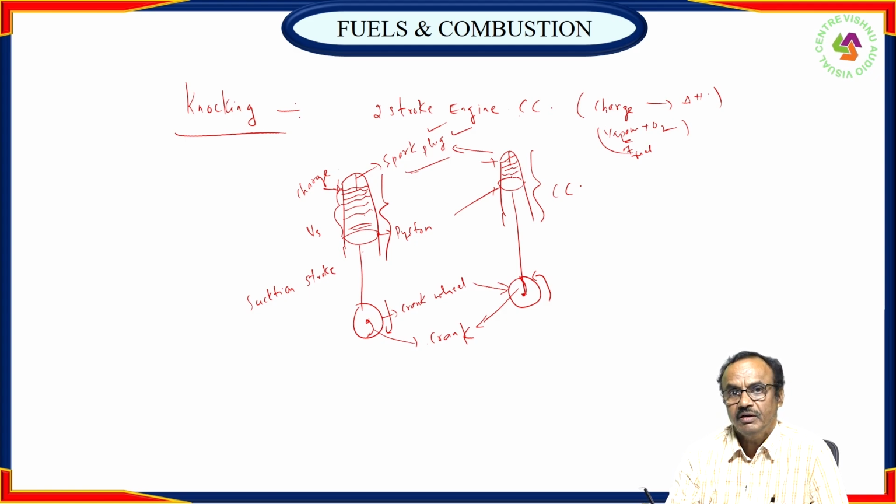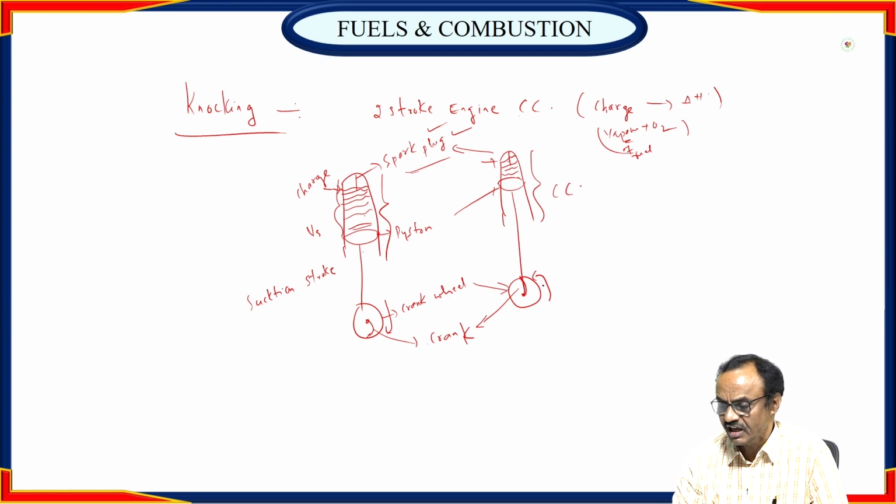Once ignited by the spark, the charge starts burning. While burning, it exerts pressure on the piston, and the piston moves downwards. When it moves downwards, simultaneously fresh charge gets inside. This process will continue as long as the vehicle is in running mode. Once you stop, this stops. So every cycle it makes two strokes.